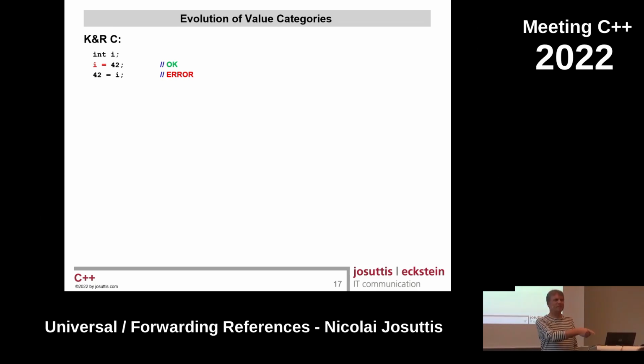Okay, so let me ask a simpler question. What does the L stand for? Left. Here's somebody from the committee. L means left. That is not true. Well, it's no longer true. L means locator.